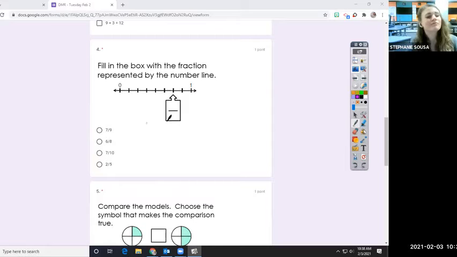All right, here we go. Fill in the box with the fraction represented by the number line.